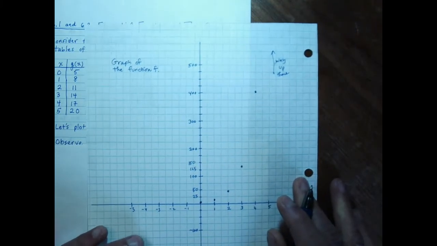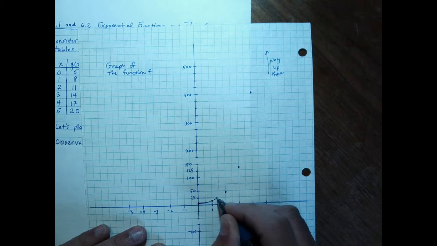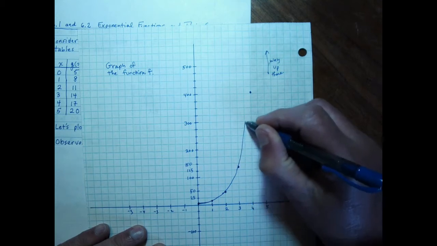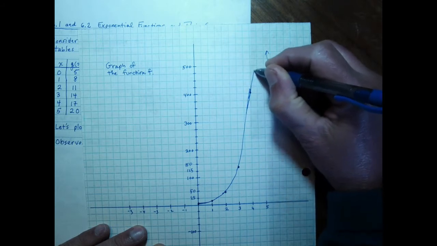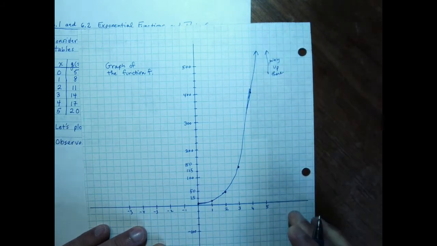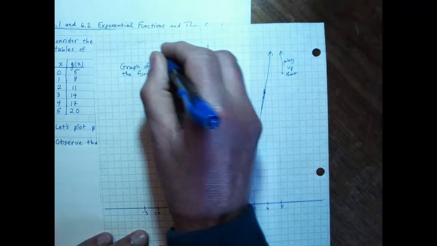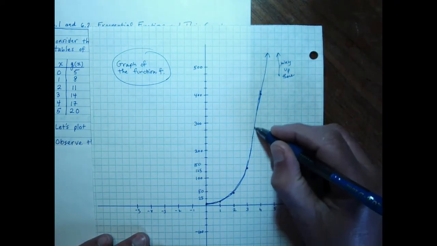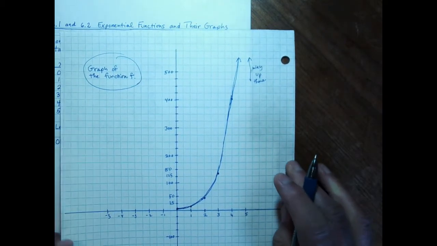And so what I see is, if I imagine connecting these points up with a curve, this is definitely not linear. My guess would be a graph something like so that keeps going up and up and up. So the function f has this kind of shape, and that's what we're going to start looking at more closely.